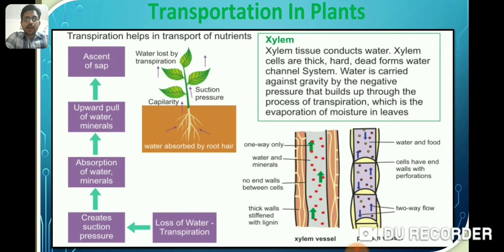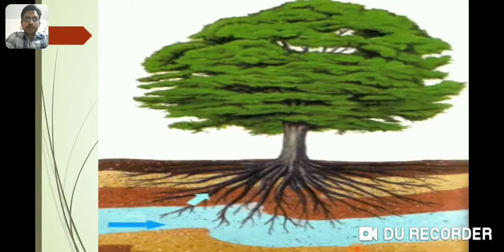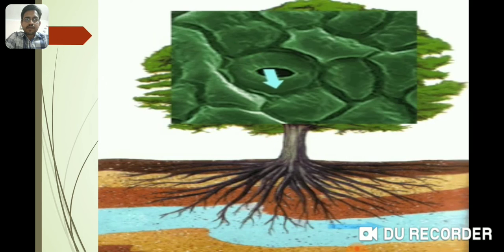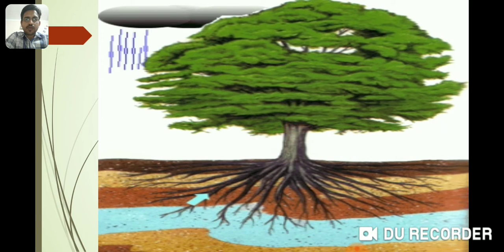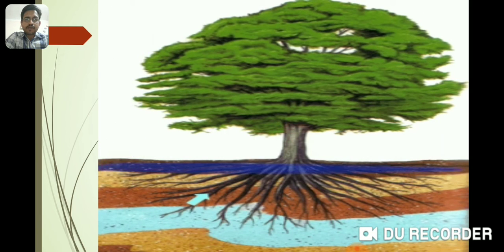Xylem transports water and minerals in plants only in one direction, that is from roots to the aerial parts. Through this animated video, you can understand how the water is transported upward and evaporates into the atmosphere through the stomata of leaves.